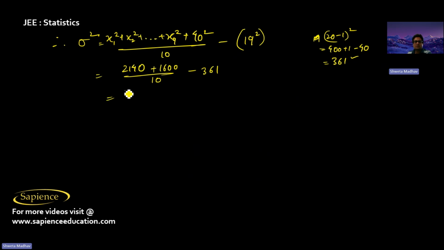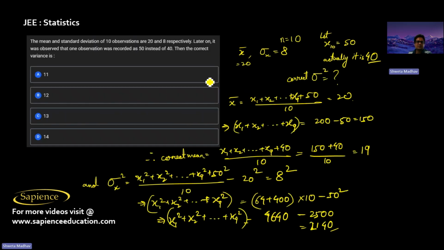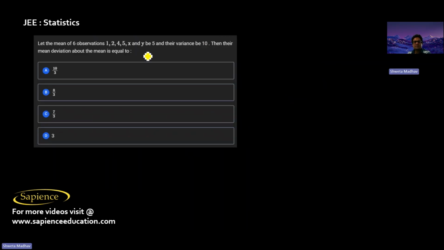So this will be equal to 214 plus 160 minus 361. So this will be 374. 374 minus 361 will be equal to 13. So 13 is the correct variance. So option C is the correct answer.